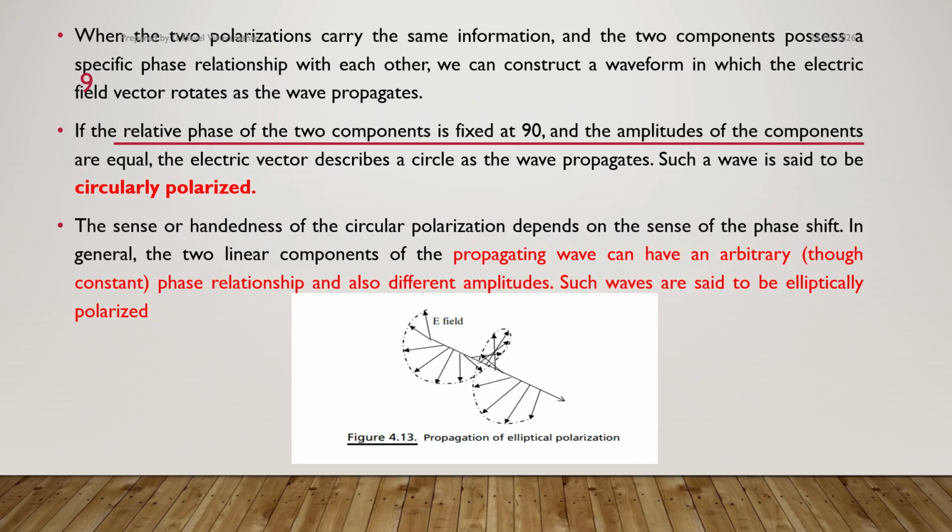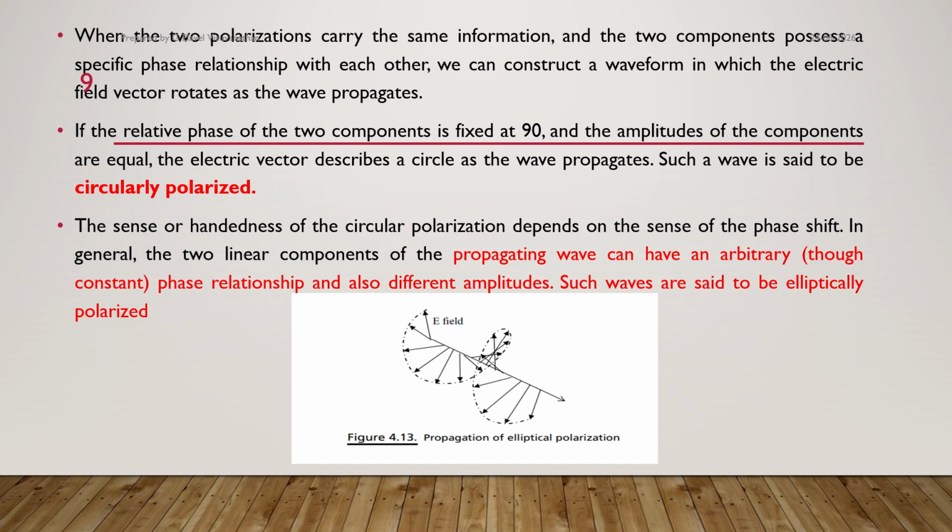When the two polarizations carry the same information and the two components possess a specific phase relationship with each other, we can construct a waveform in which the electric field vector rotates as the wave propagates.